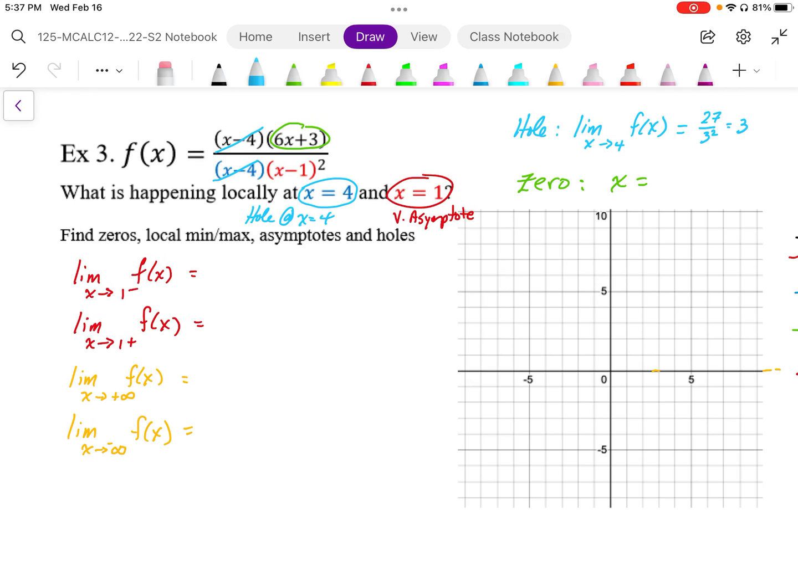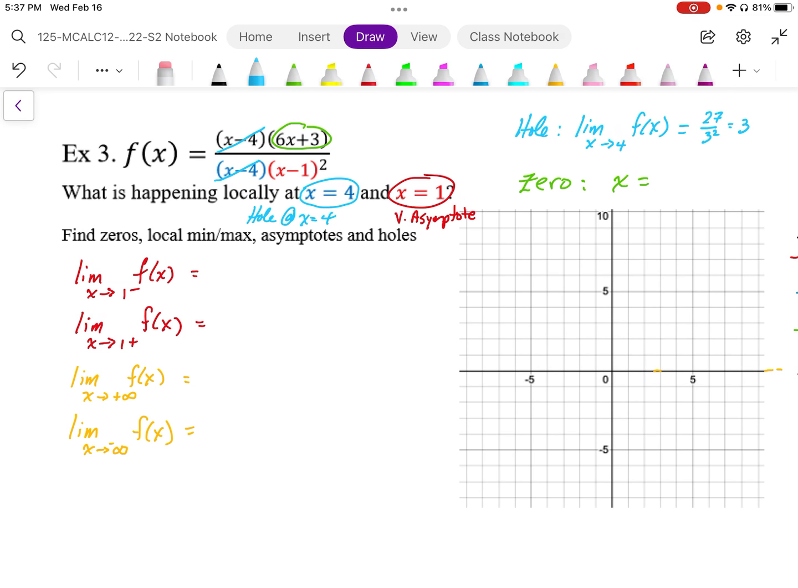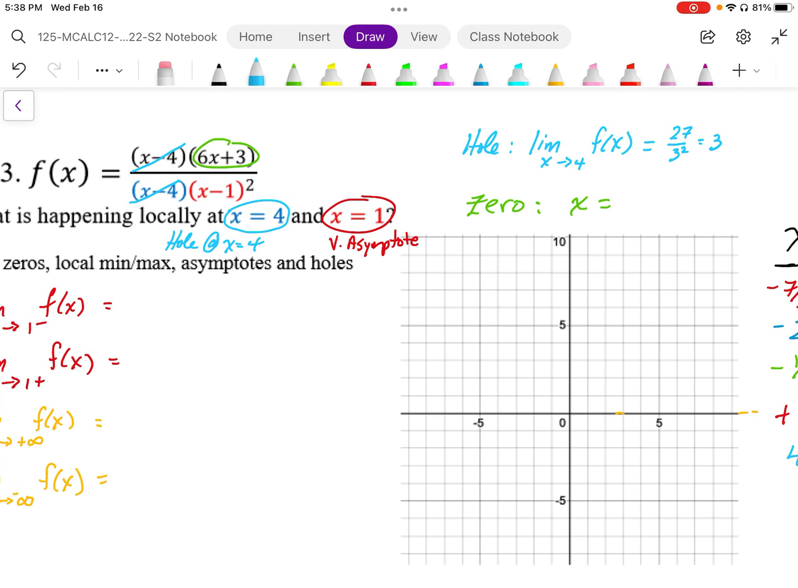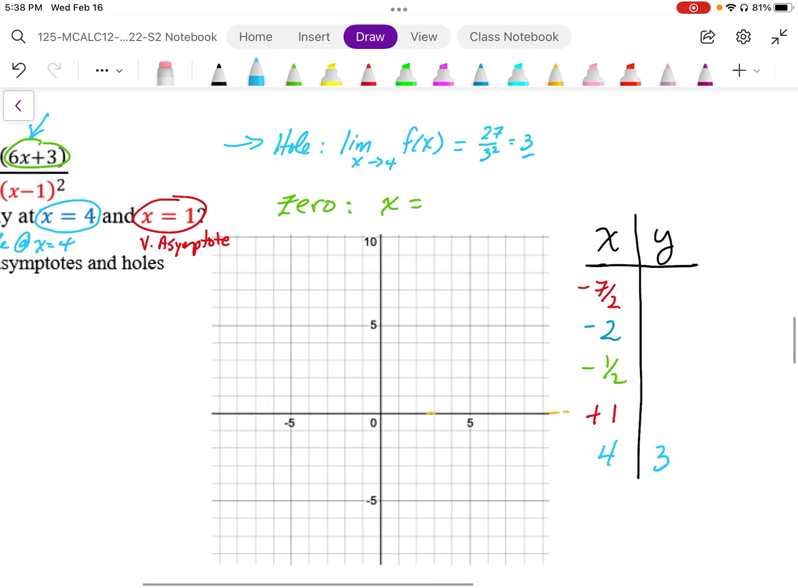If I want to find the y coordinate of the hole, I can just plug in the x value, but we're going to do it formally using a limit. As x goes to 4, I'm going to plug 4 into my expression. So I get 6 times 4 plus 3, which is 27 in the numerator. And in the denominator, I get 4 minus 1, squared, so 3 squared. Working that out, 27 over 3 squared gives me my y coordinate of 3. So my hole is at x equals 4 and y equals 3.